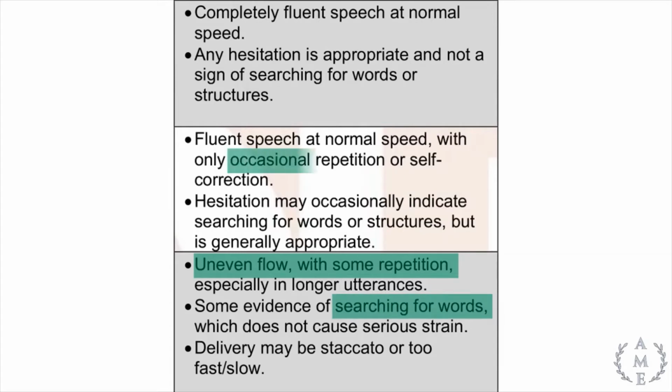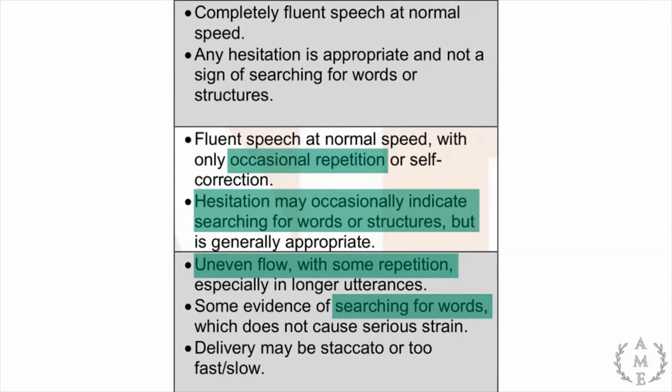a band 4. For band 5, it's really the same kind of factors that we're thinking about, repetition and hesitation. However, there needs to be simply less of it in order to achieve the band 5. Finally, to get that top band, band 6, the only hesitation that the assessor should hear should be coming from you searching for the content of what you're going to say, rather than because you can't think of the words you need to express it.